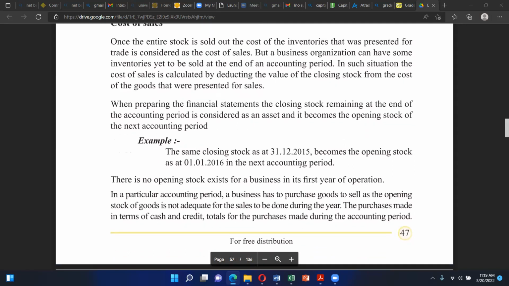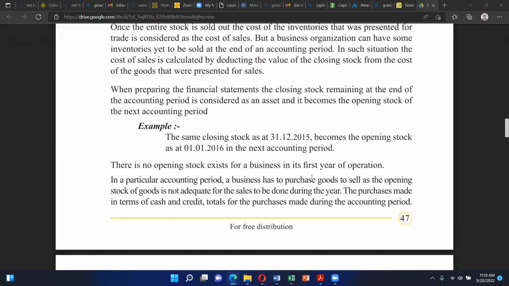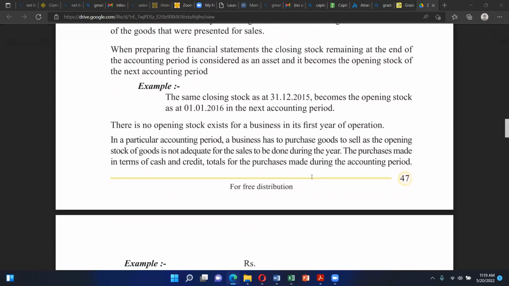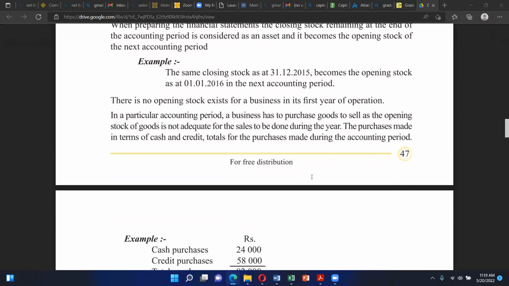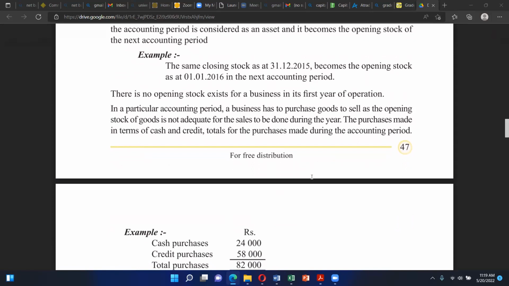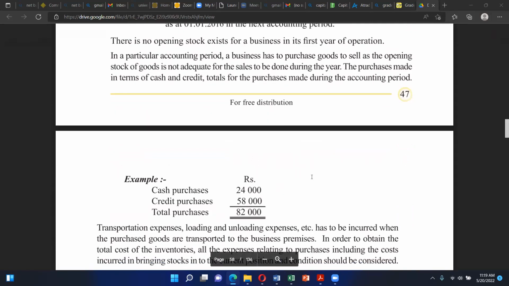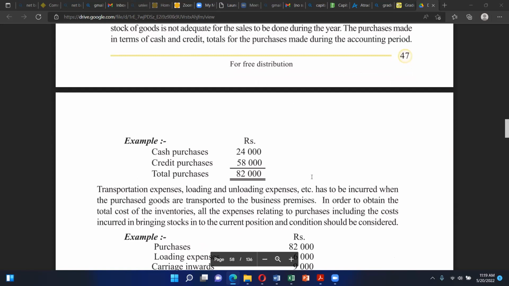In a particular accounting period, a business has to purchase goods to sell, as the opening stock of goods is not adequate for the sales to be done during the year. The purchases made in terms of cash and credit total the purchases made during the accounting period. Here in this example, purchases has two elements like sales, cash purchases and credit purchases. So take the total value of purchases, and then you need to take the transportation expenses. Loading and unloading has to be incurred when purchased goods are transported to the business premises.